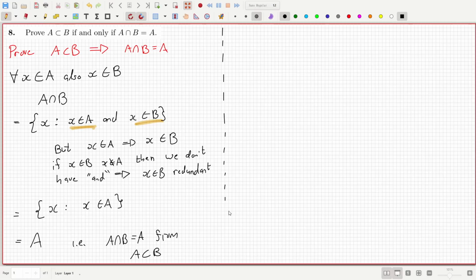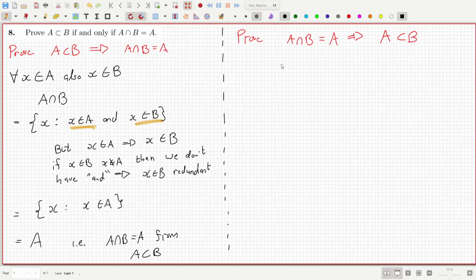Now, let's see if we can prove the other direction. So prove now that A intersect B equals A leads to A being a subset of B. Okay.